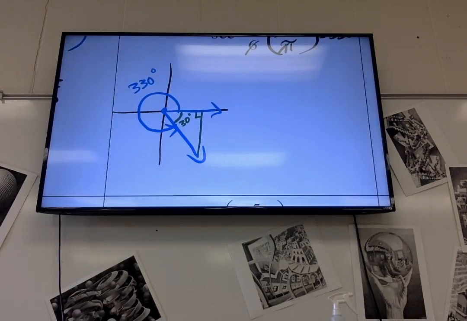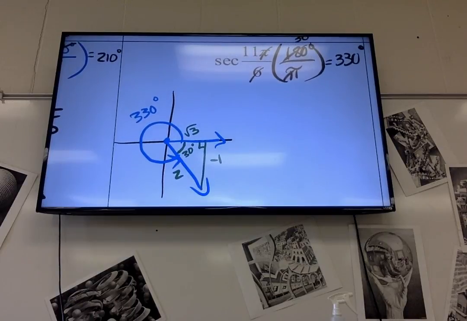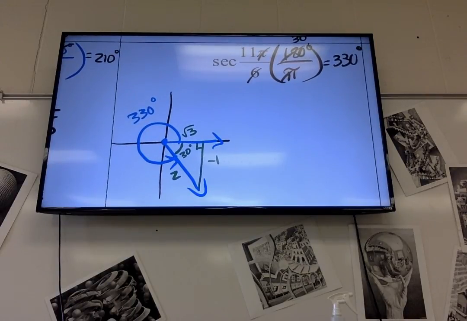So across from 30 is 1. It's negative 1 since it's going down. Across from the 60 is the square root of 3, and it's positive since I'm going to the right. And the hypotenuse is 2. So now secant is the reciprocal of what? Not tangent, because cotangent and tangent. The cosine, yes. So if cosine is adjacent over hypotenuse, then secant would be what? Hypotenuse over adjacent. So the hypotenuse is 2. And which side is the adjacent? Square root of 3.